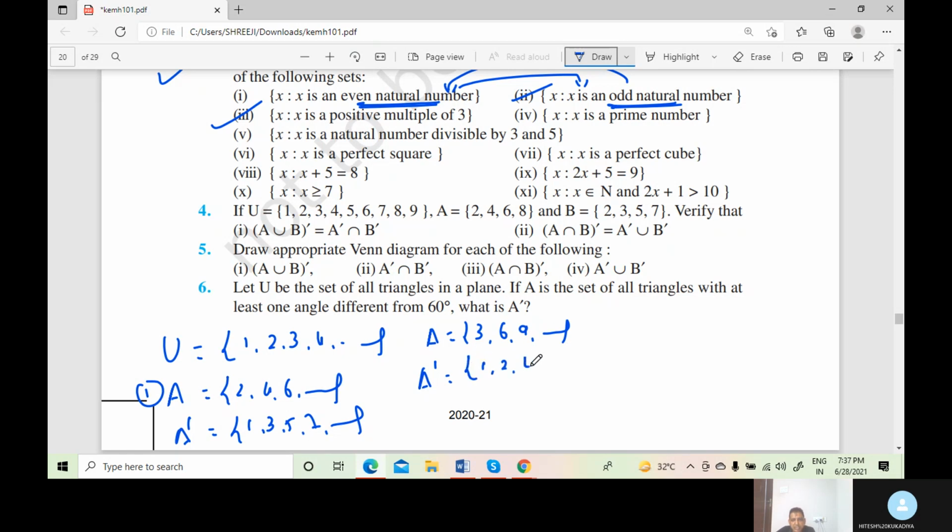1, 2, 3 cancel. 4, 5, 6 cancel. 7, 8, 9 cancel, and so on. Otherwise, a second method is also possible. Which method? Natural numbers.